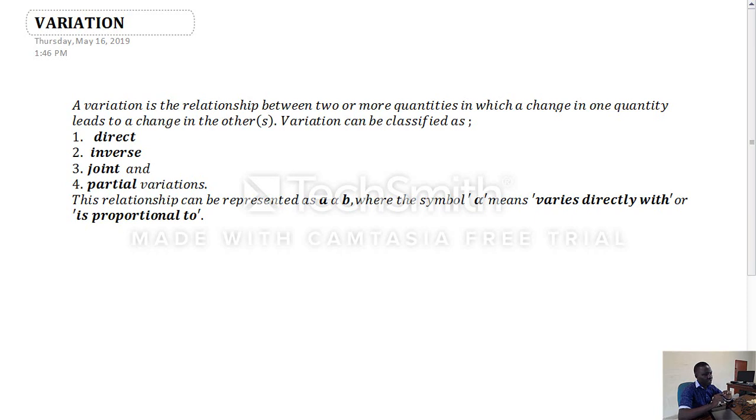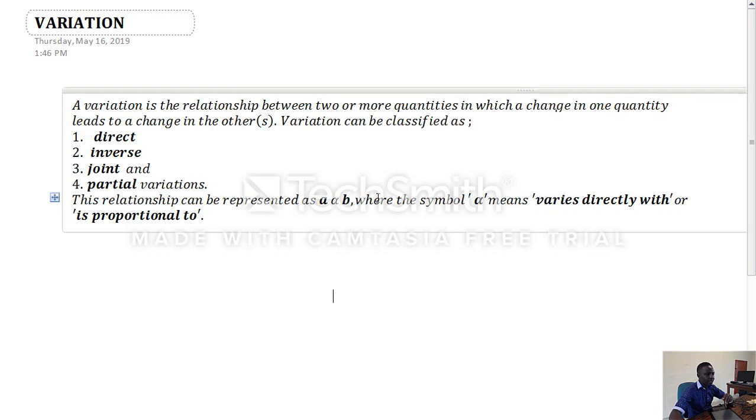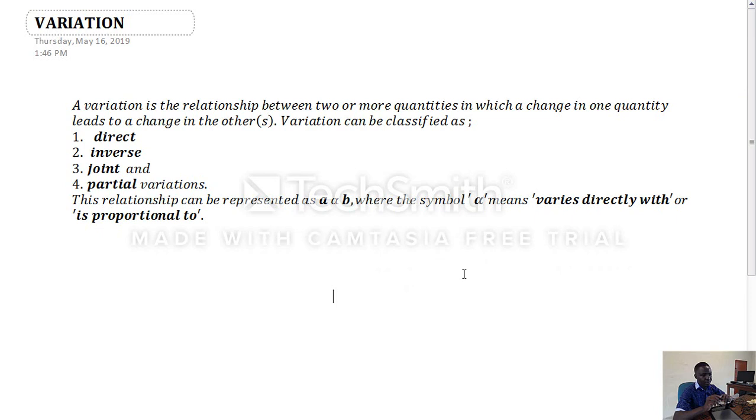Variation can be classified as either direct variation, inverse variation, joint variation, or partial variation. This relationship can be represented as on the board, where we have A is directly proportional to B, where the symbol means varies directly with or is proportional to.